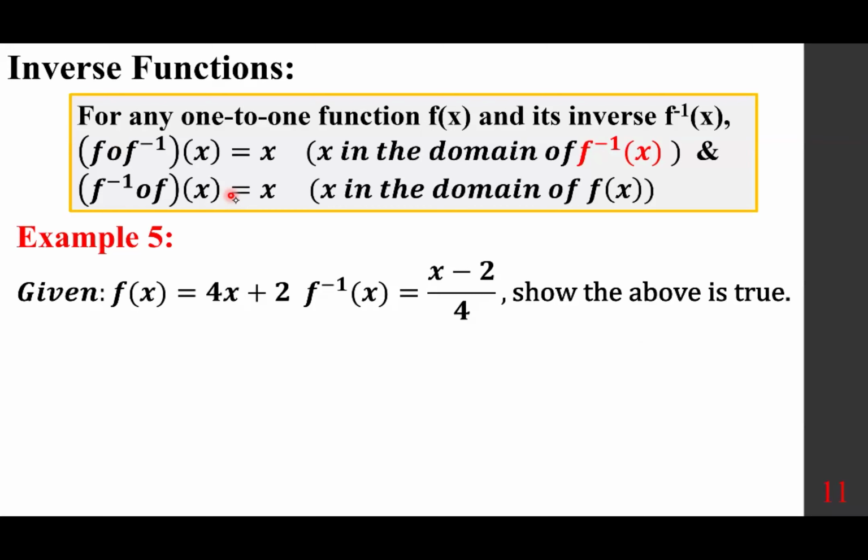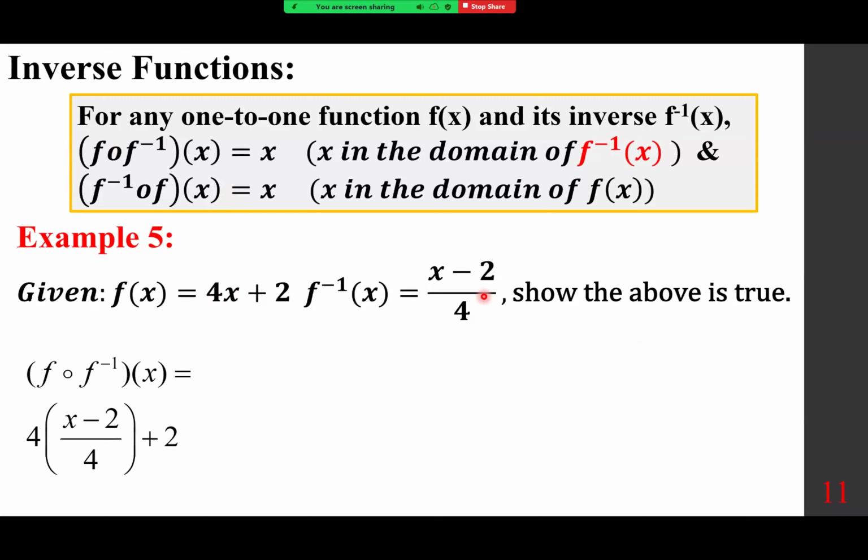we are going to go with 4 times, instead of x, x minus 2 over 4, and then plus 2. These two cancel each other, you get x minus 2 plus 2, which is equal to x. So it shows that, and that takes care of the business.